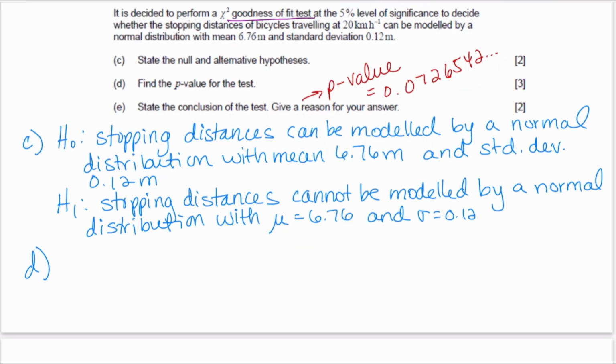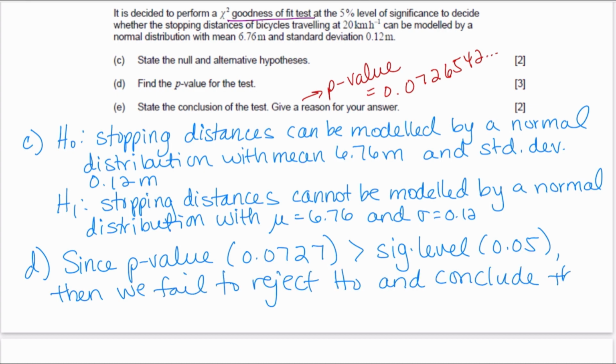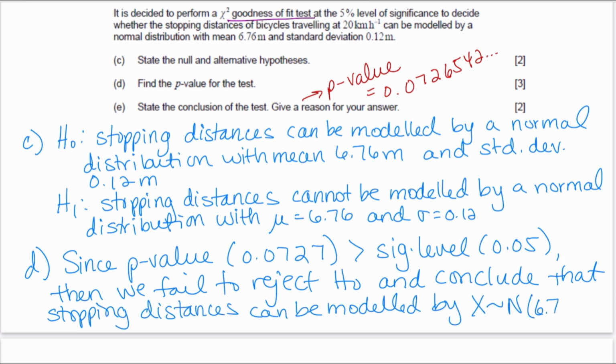So I'm going to write, since the p-value of 0.0727, because remember we're rounding to 3 significant figures, is going to be greater than our significance level of 5%, which is 0.05, then we fail to reject the null hypothesis and conclude that since we failed to reject, I'm going to restate what we have said, which is that stopping distances can be modeled with a normal distribution of 0.12 as standard deviation and the mean of 6.76. But you can go ahead and write that out by hand.